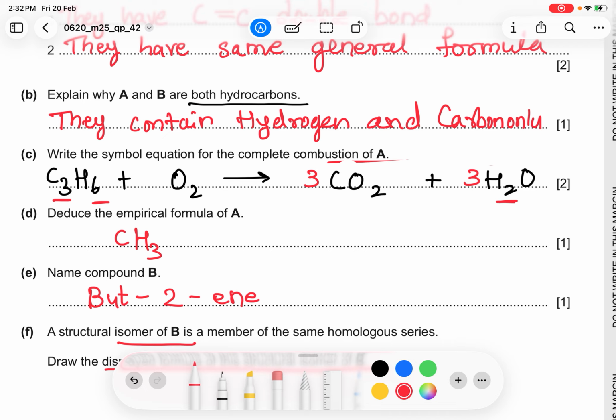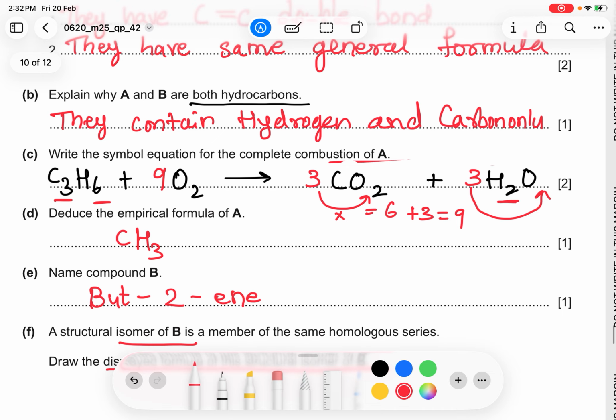Now I have to balance oxygen. So 3 into 2 is 6 oxygens. And I have 3 oxygens, which is total 9. Okay, now on the left hand side, that is the reactant side, I have only 2 oxygens. I don't have any such number which, when multiplied by 2, will give me 9. So, I will have to find some common number between 2 and 9, which is 18. So, I'll write 9 in front of oxygen. Okay, now it becomes 9 into 2 is equal to 18 oxygens.